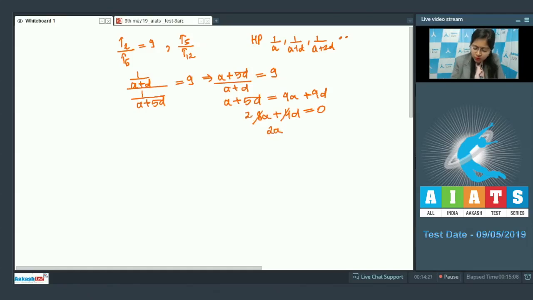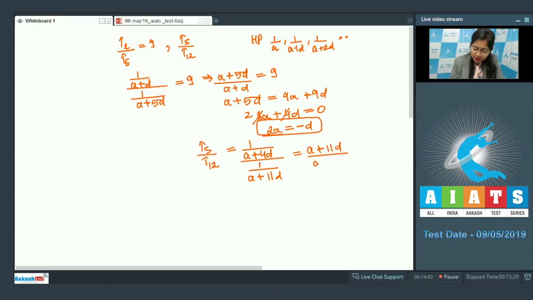So we have 2a equal to minus d. So this is the relation that we get from here. Now we can find easily the value of T5 divided by T12, that will be equal to (1 upon a plus 4d) divided by (1 upon a plus 11d), that is equal to (a plus 11d) divided by (a plus 4d). So this is equal to a plus 11 times d, which can be written as minus 2a, divided by a plus 4 times minus 2a.